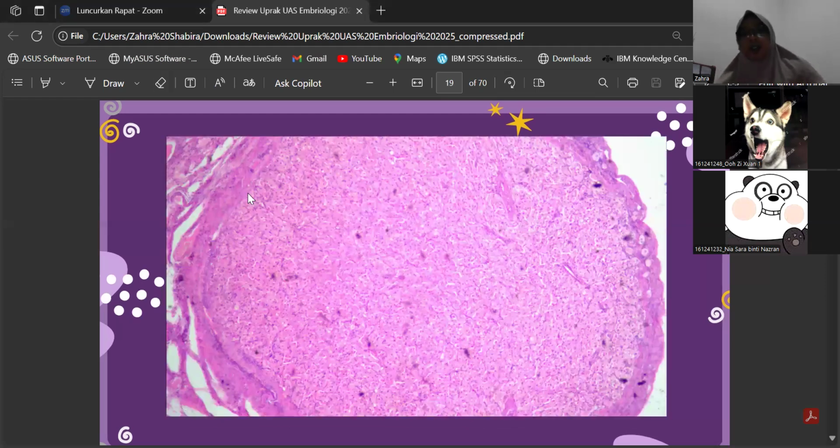Okay, this is all corpus luteum. So after ovulation, the layers from the theca interna and theca externa change in form and size to become corpus luteum.